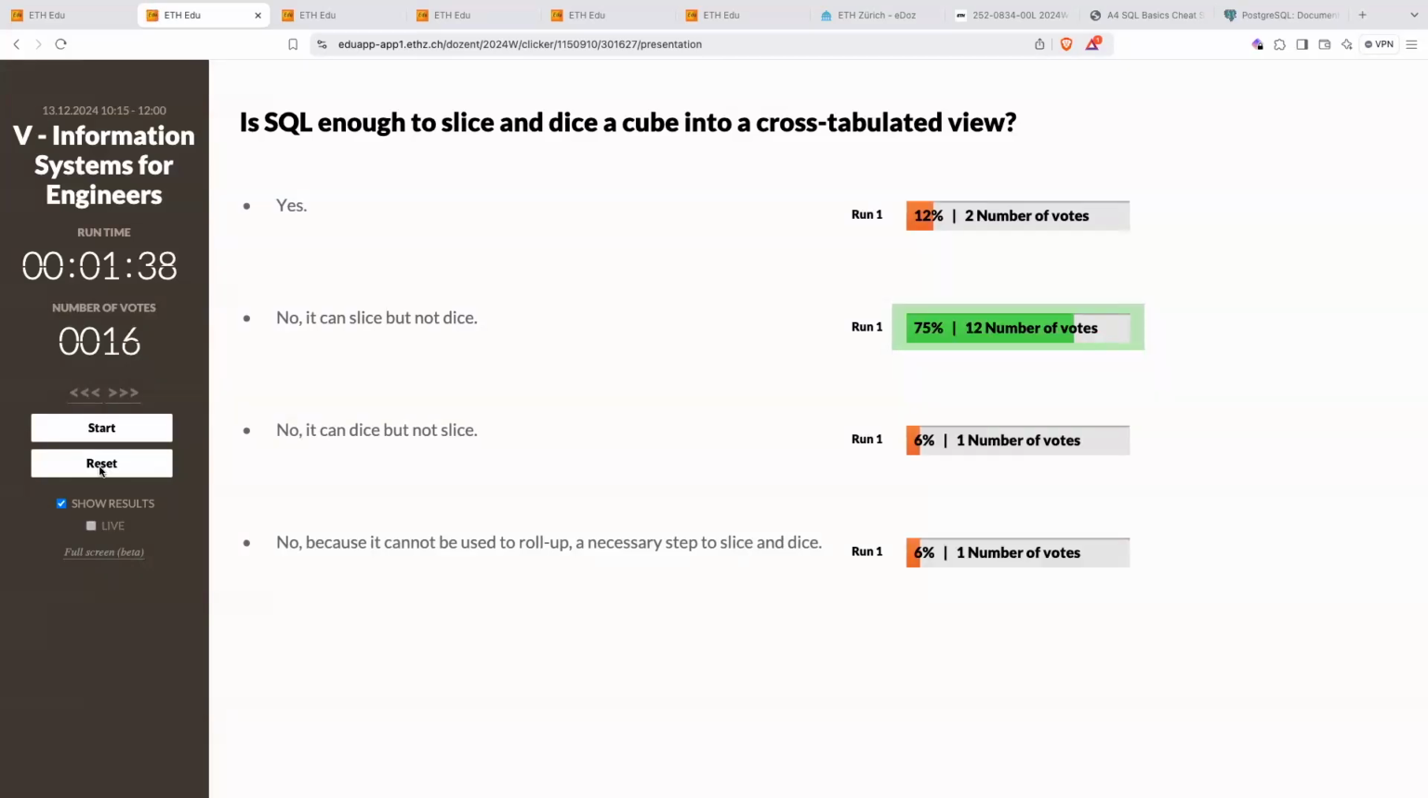B, yes, exactly. It can slice. A slice is a selection. You use the where clause, right? And dice, it cannot, because SQL doesn't know about views. It's not able to present you a cross-tabulated view with all the hierarchies on the columns and so on. I think we have a winner.